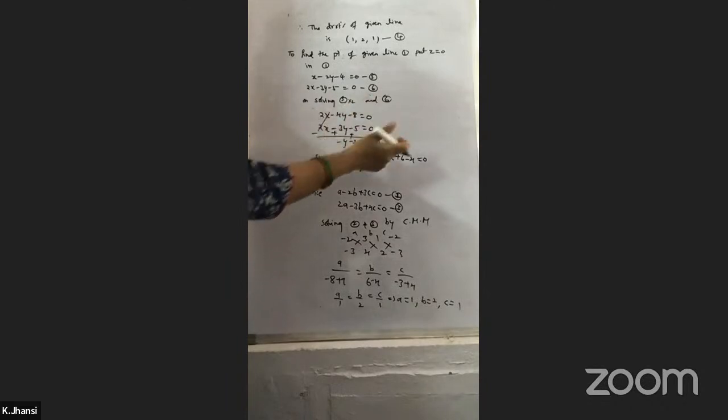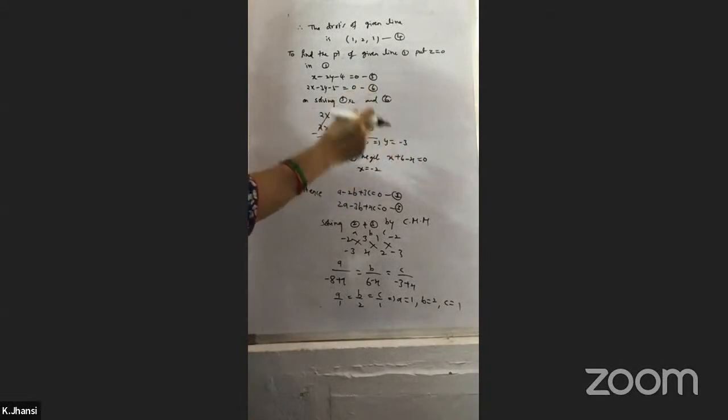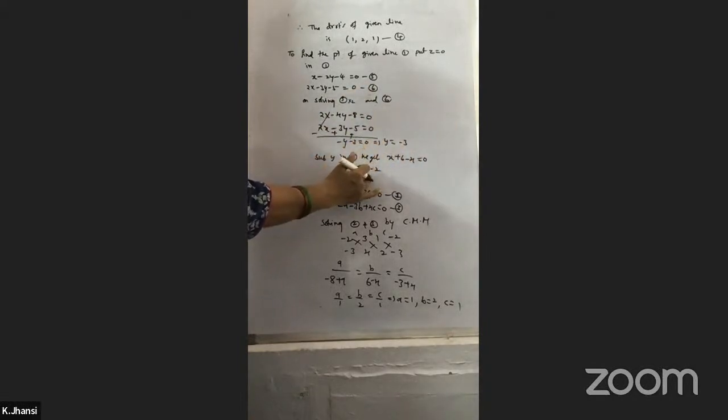This is minus 5. If you take that side, you'll get positive 3. So y is negative 3, no? Got it, ma'am. Sorry. So the x value is also minus 2. You'll get 6 minus 4 is 2. If you take it to the right hand side, it is minus 2.